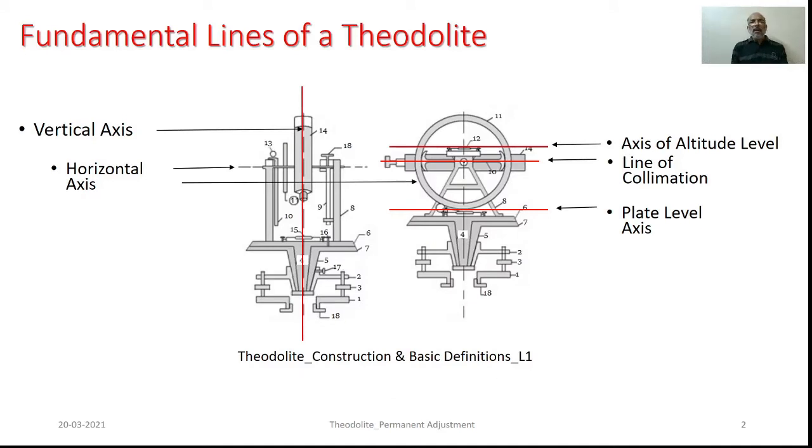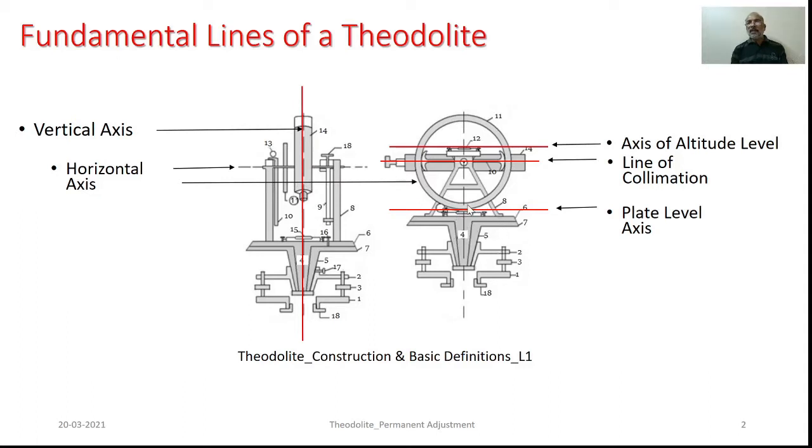In the module construction and basic definitions, we have already discussed about these particular constructional aspects of theodolite. As you know, there is a vertical axis of the equipment about which the equipment rotates. There is horizontal axis of the equipment about which telescope rotates in the vertical plane.